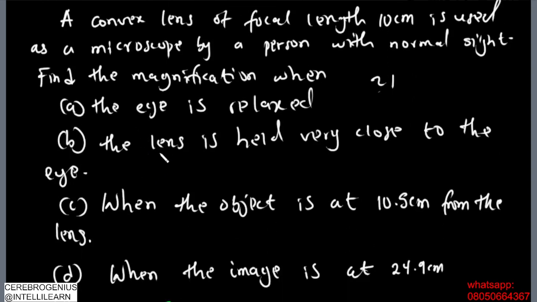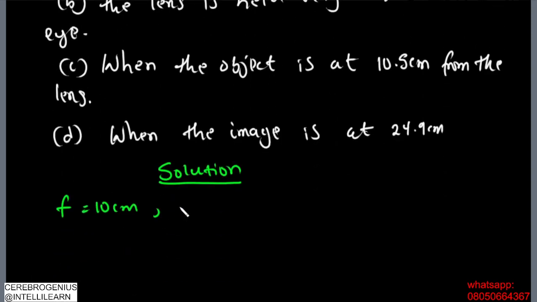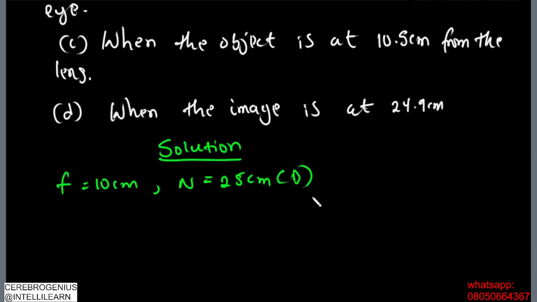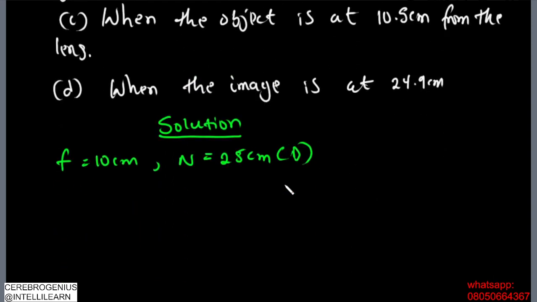So when it is used as a microscope by a person with normal sight, normal sight means the person's near point is at 25 centimeter. You can write this as D because it's D that we put in our formula, right? So it is used as a microscope. Now when it is used as a microscope, what does this mean?